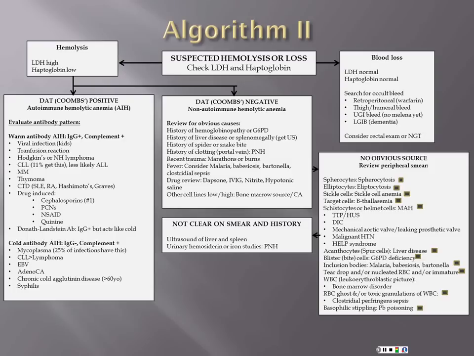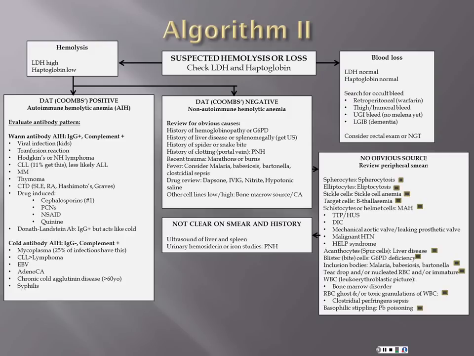Drug review, you want to make sure there are not any of the drugs that are associated with it, such as dapsone or IVIG, which causes an autoimmune hemolytic anemia, really. Or do they have other cell lines that are off, which might suggest a bone marrow source or cancer that's associated with it.